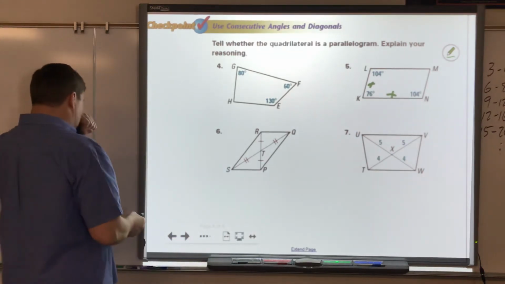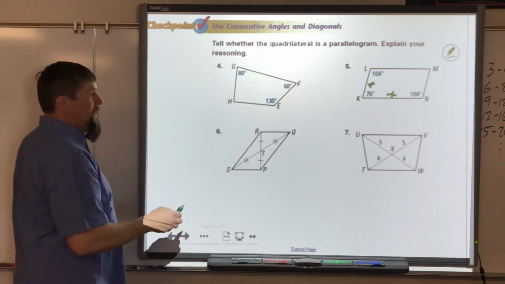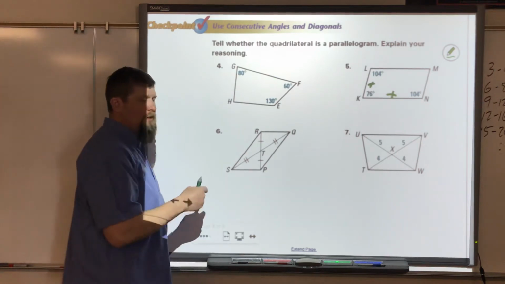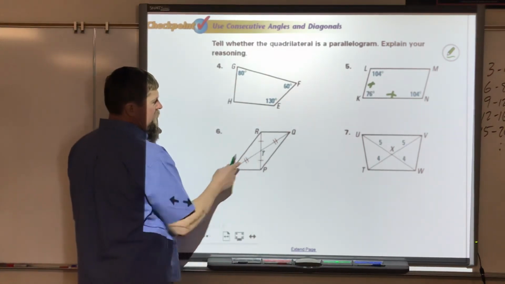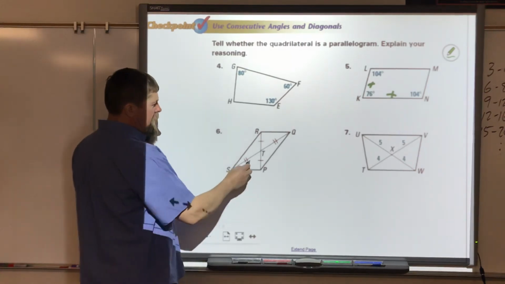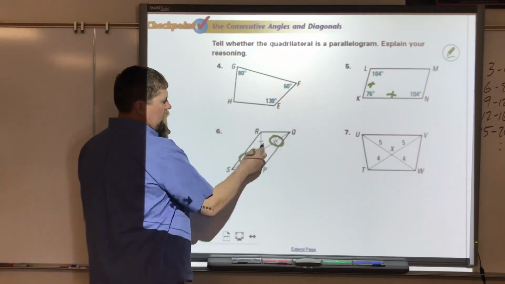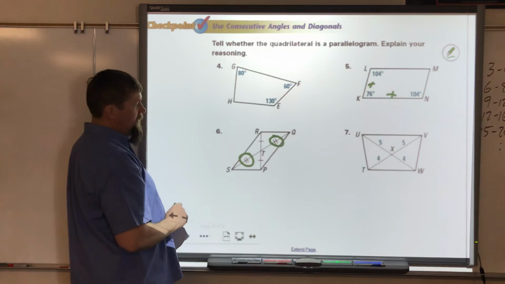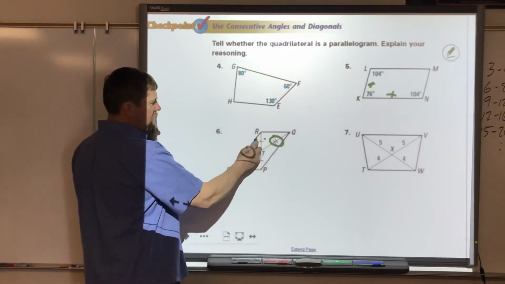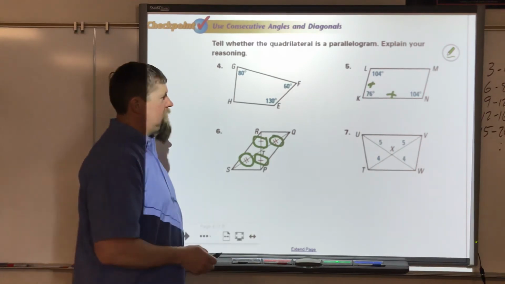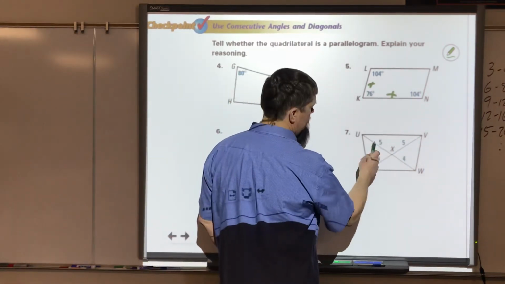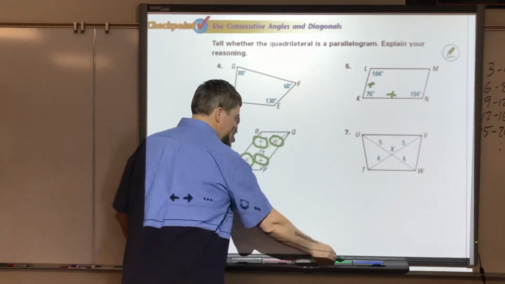because consecutive angles are supplementary. This one is a parallelogram because the diagonals bisect each other. Okay, diagonals bisect each other. This one is not a parallelogram because they are not bisecting each other.